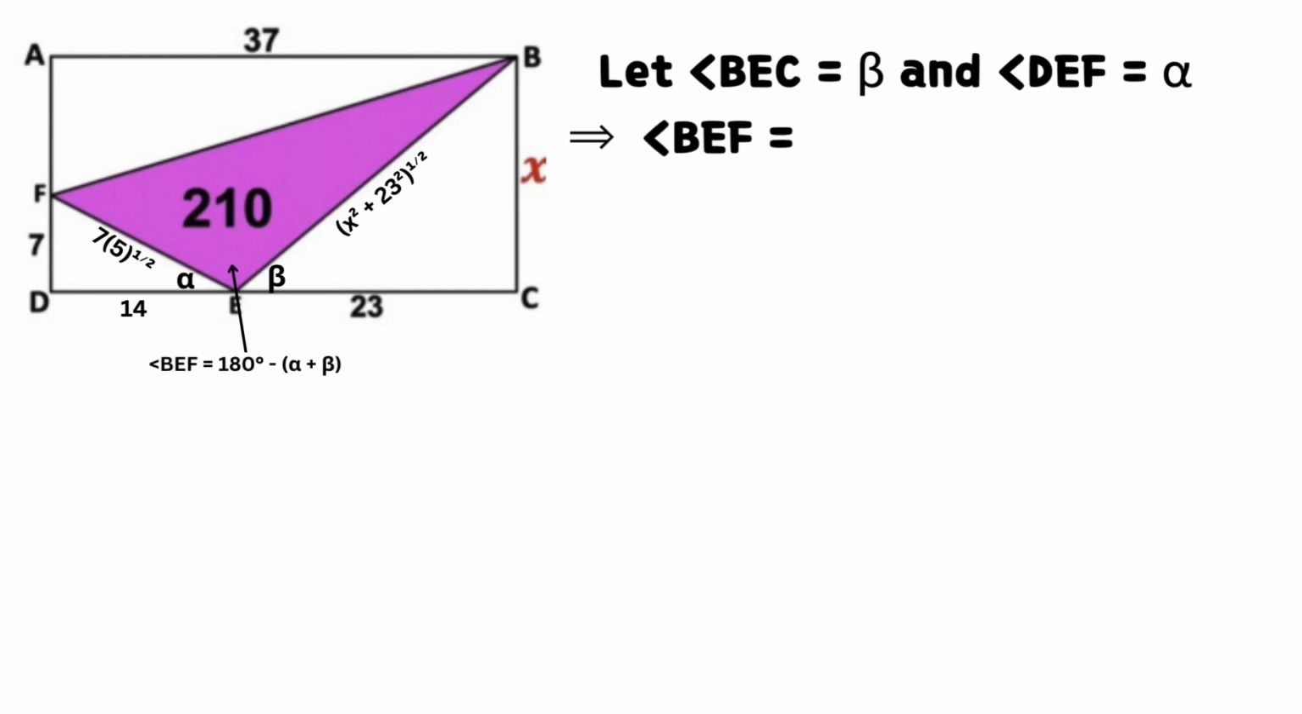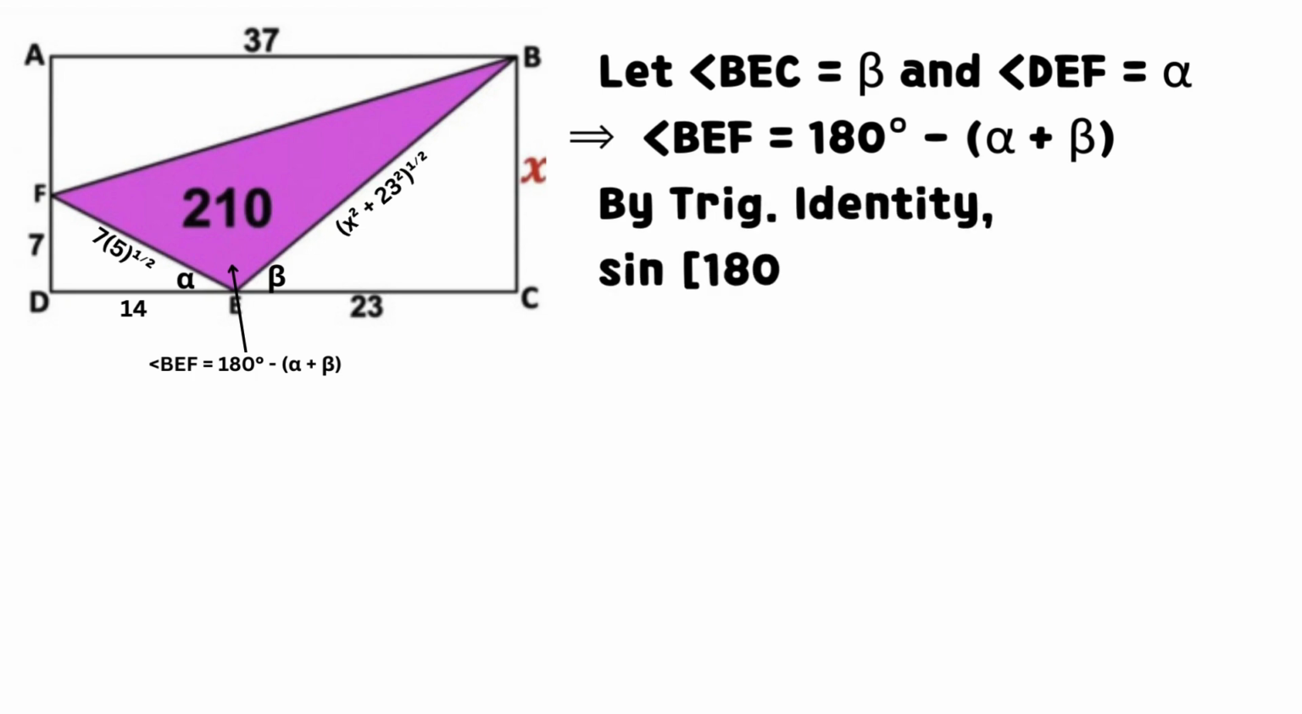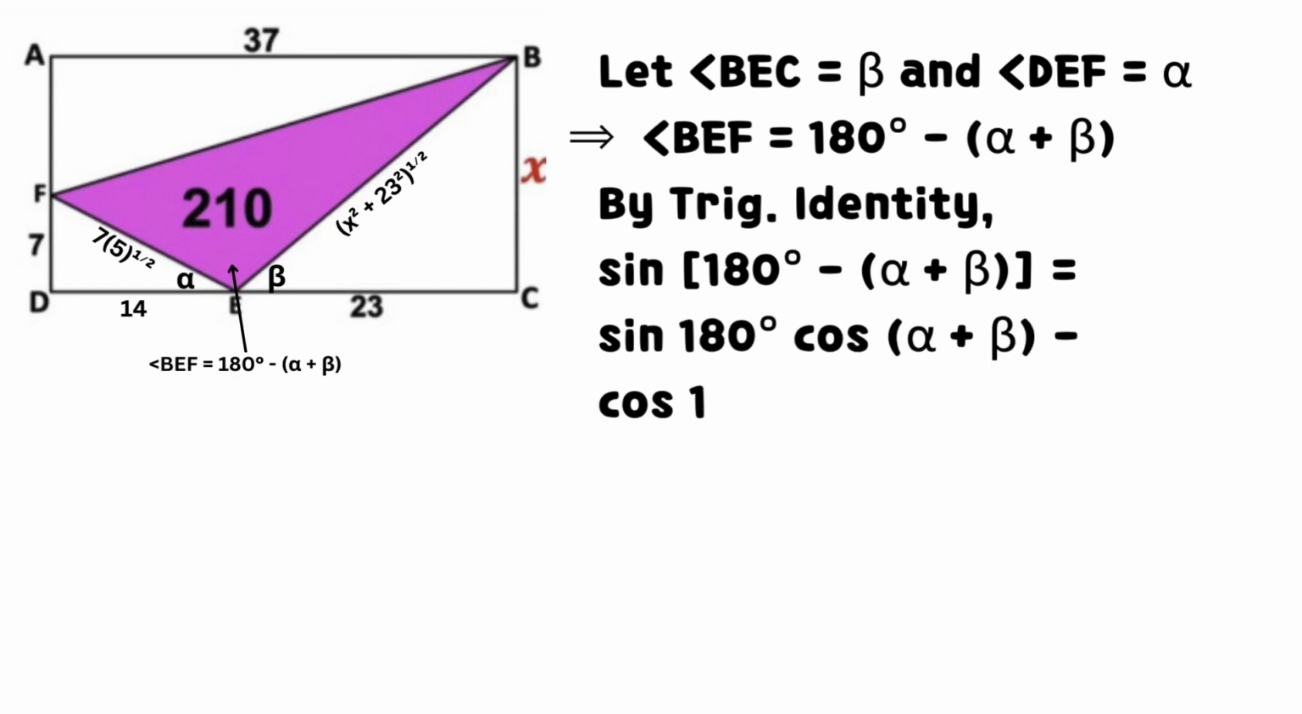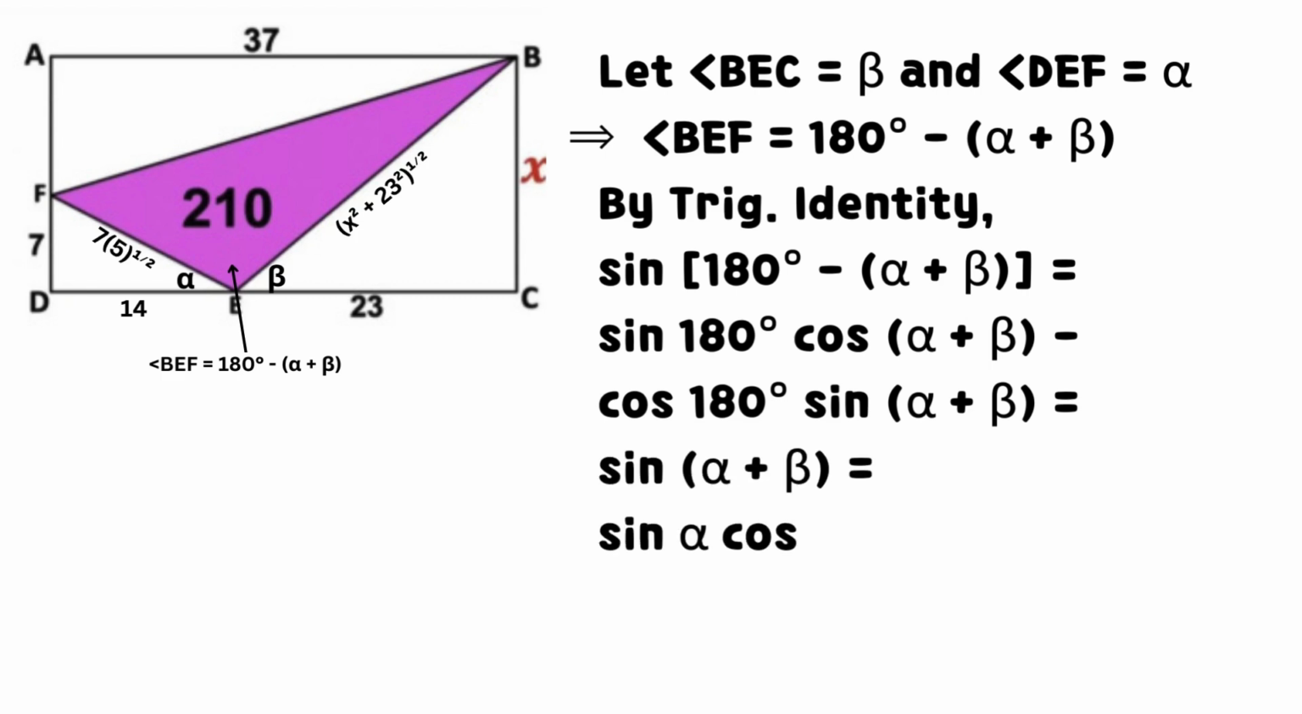Let angle BEC equal beta and angle DEF equal alpha. It implies that angle BEF equals 180 degrees minus the sum of alpha and beta. By trigonometric identity, sine of 180 degrees minus the sum of alpha and beta equals the product of sine alpha, cosine beta and sine beta, cosine alpha. After trigonometric identity simplification, we call it equation 1.